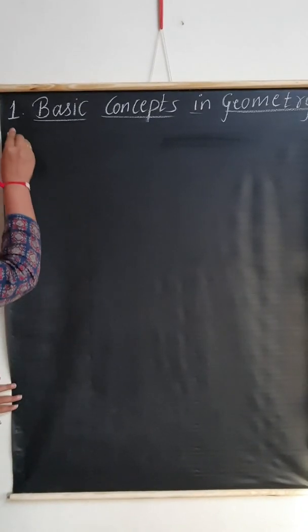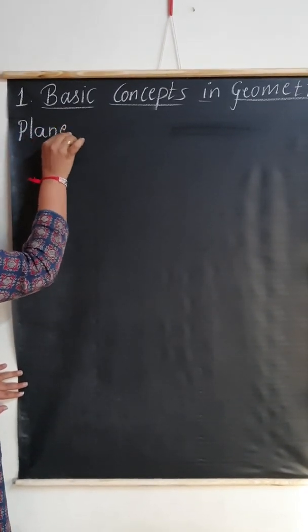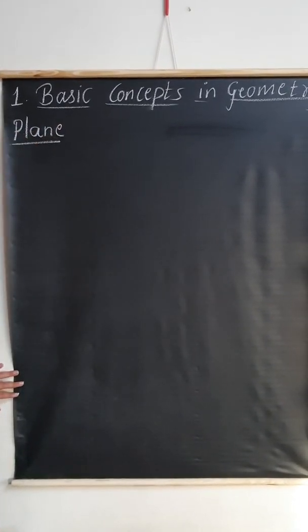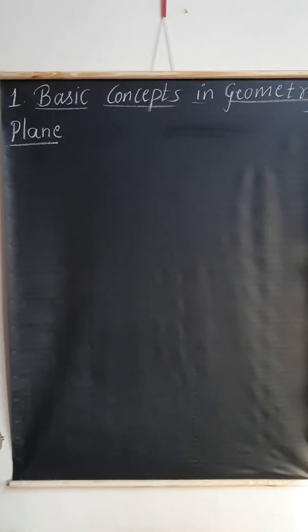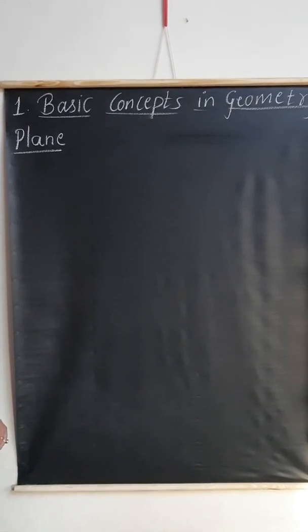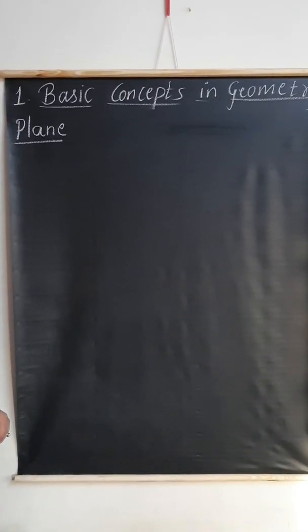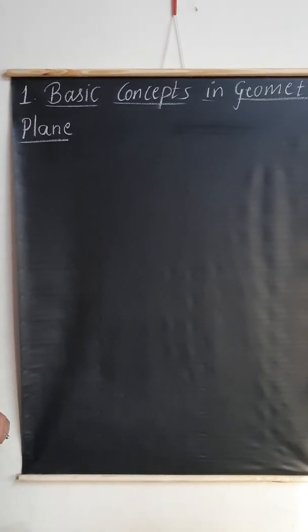Now the next concept is plane. Plane means flat. So any flat surface is called a plane. For example, blackboard. Blackboard is a flat surface. The top of the table is a flat surface. Or you can say the surface of the wall is a flat surface. So any flat surfaces are called planes.